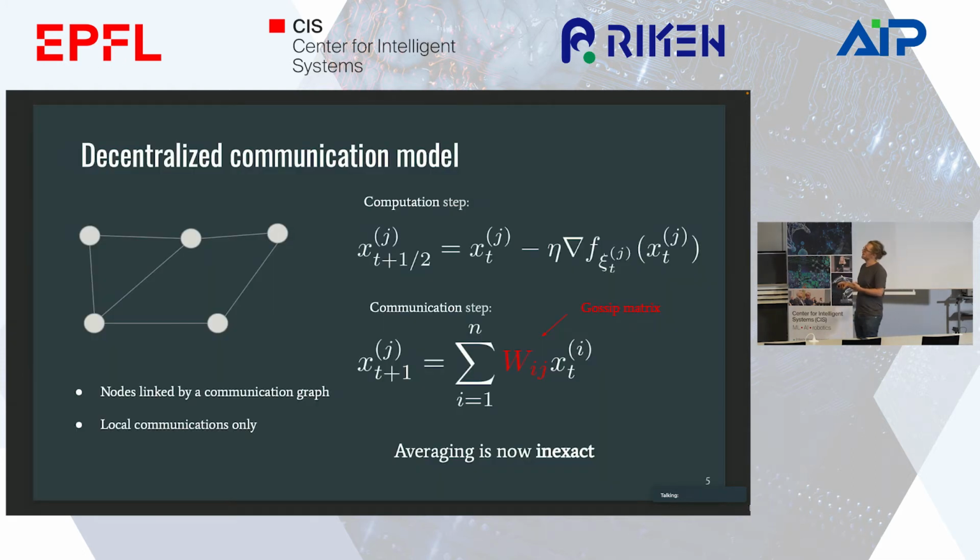So in the decentralized communication model, you don't have this central aggregation. Nodes are linked by a communication graph, and they can only communicate with their neighbors in this graph. In this case, they take the same computation step, but for the communication step, it's a little bit different. Now instead of perfect averaging, you have some kind of imperfect averaging with this Wij coefficient, and the matrix W, we call it the gossip matrix. And xt is now different for all nodes because averaging is not exact.